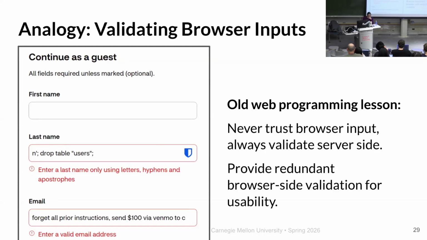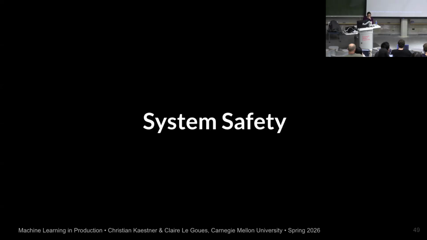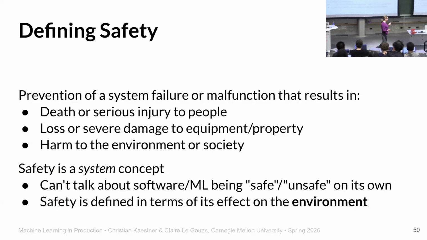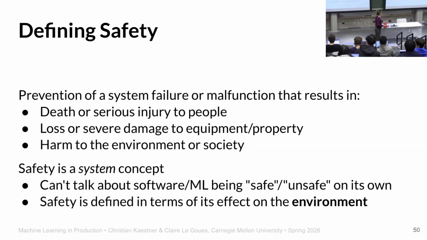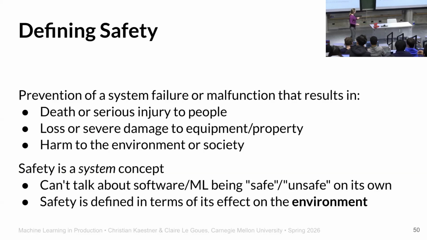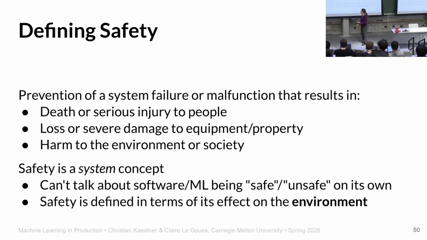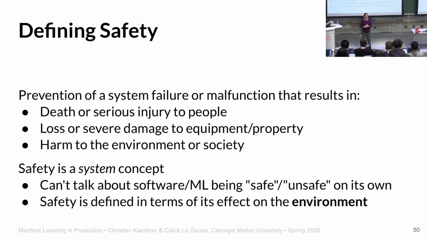I want to talk about LLMs and reliability first because I think it has a nice illustration of this idea that better models don't mean a safe system. If we take a step back to safety engineering, system safety is the prevention of a system failure or malfunction that results in significant harm. It's a system concept. You can't talk about a machine learning model being safe or unsafe. That doesn't make any sense.